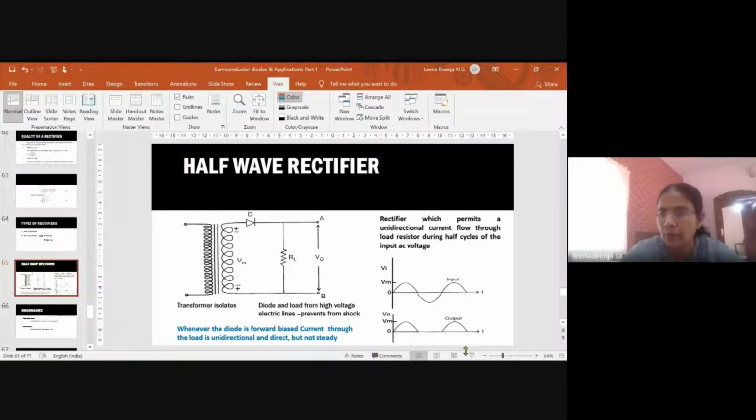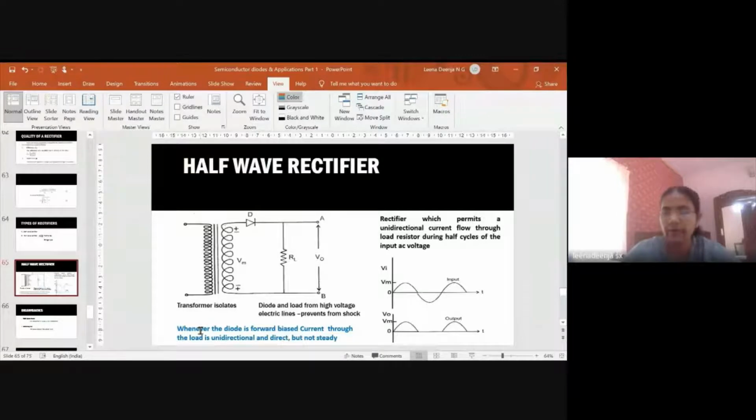So the output voltage, we can see that it is not steady. It is fluctuating, but the direction of current through this RL is always from A to B. So this rectifier permits unidirectional current flow. Here the voltage increases, reaches maximum, then decreases. And this continues for all the positive half. And for all the negative half, the diode is in reverse bias condition. So no current conduction. So it will not conduct any current.